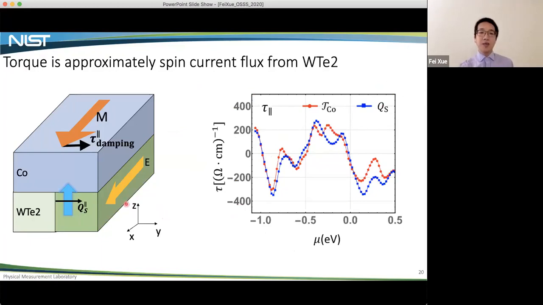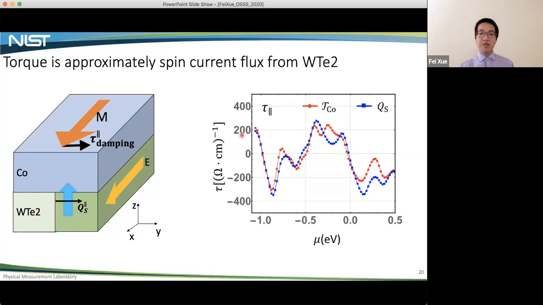So we know that in the ferromagnet cobalt tungsten ditelluride heterostructure, we can also calculate the electric field induced spin current flux into the cobalt layer. And we can also calculate the torque on the cobalt layer only. We found that the torque on cobalt is almost equal to the torque in the whole system. So which is saying that we don't have a strong magnetization in the tungsten ditelluride due to the proximity effect. So that's good. That's simple. Let's make this picture simpler.